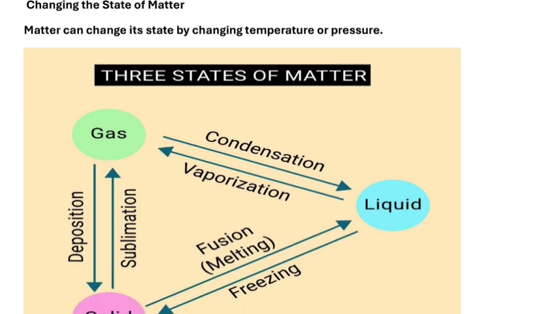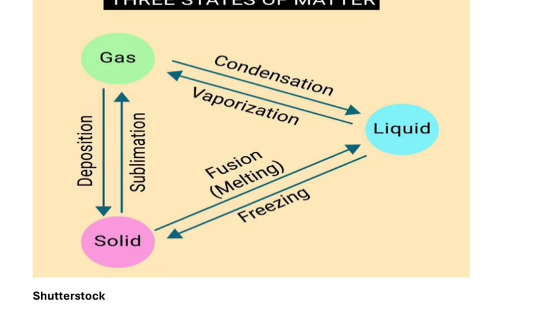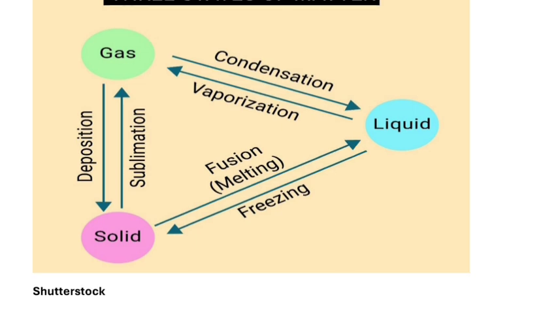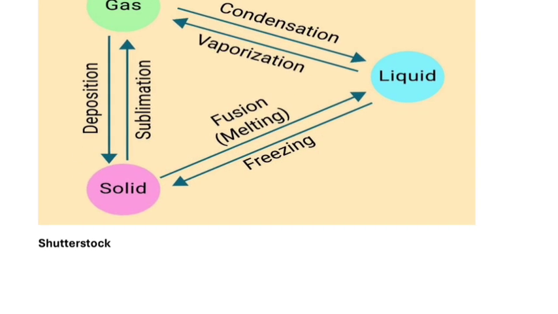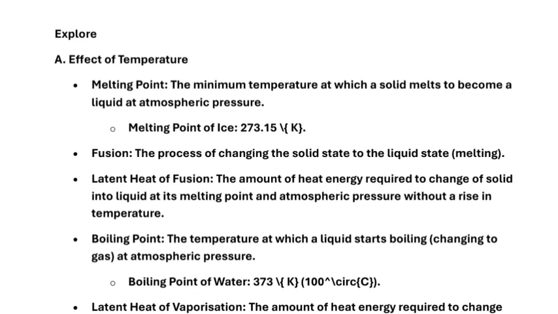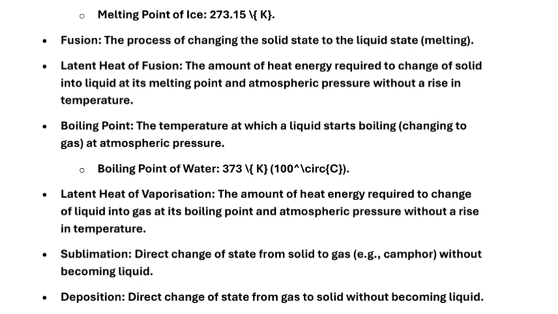Melting point: the minimum temperature at which a solid melts to become a liquid at atmospheric pressure. Melting point of ice, 273.15 K. Fusion: the process of changing the solid state to the liquid state, melting. Latent heat of fusion: the amount of heat energy required to change a solid into liquid at its melting point and atmospheric pressure without a rise in temperature.